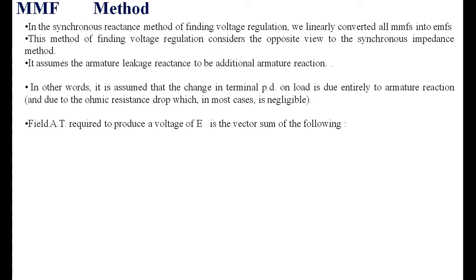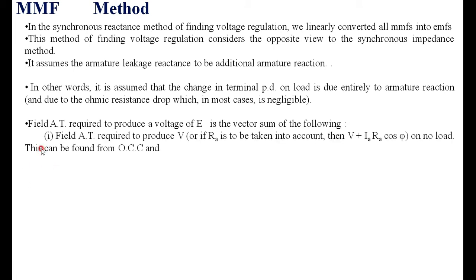Then the second current, the field current IF2, corresponds to overcoming the armature reaction. It is a combination of the leakage reactance drop as well as the actual armature reaction. There are two field currents you have to calculate, and we will see how we determine these two field currents. That is the field ampere turns or field current required to produce V, or if RA is given, V plus IRA cos phi.